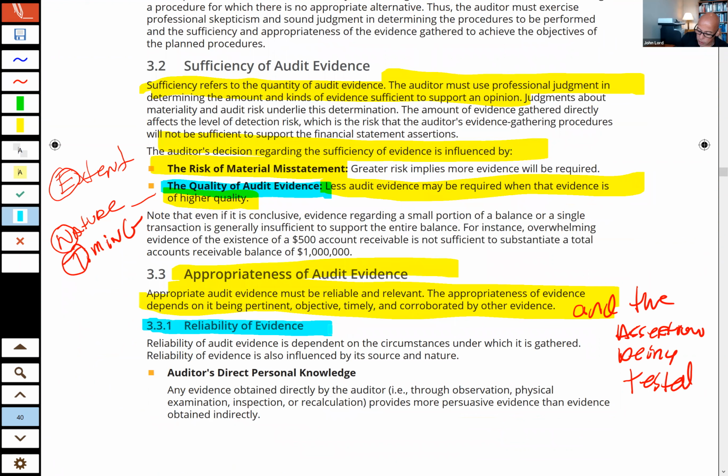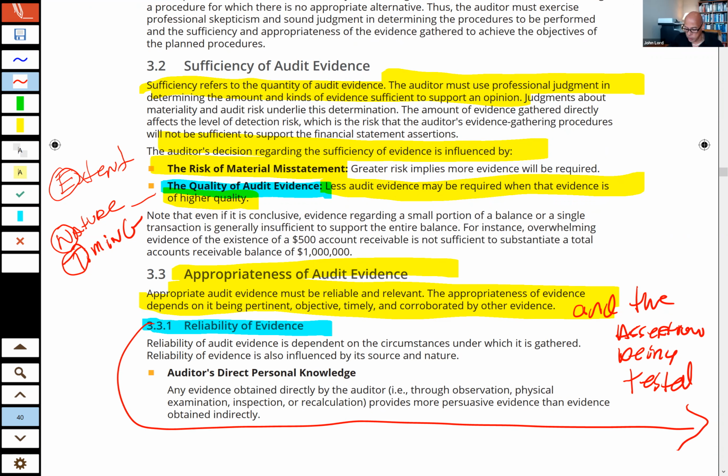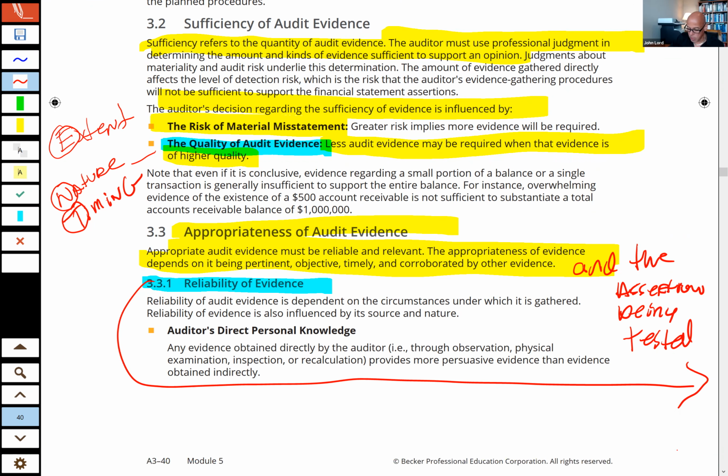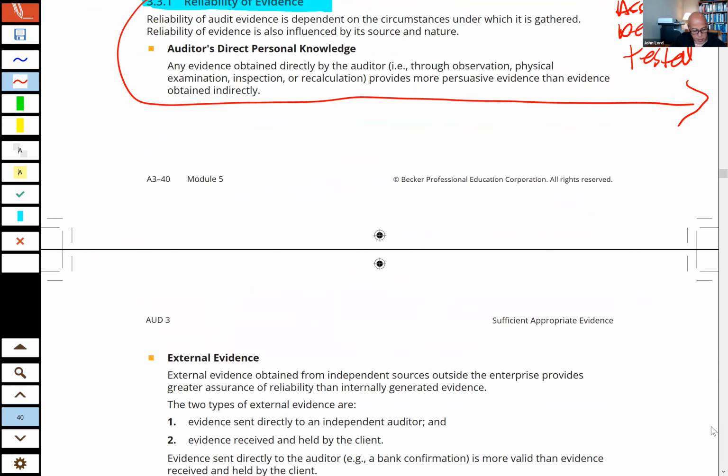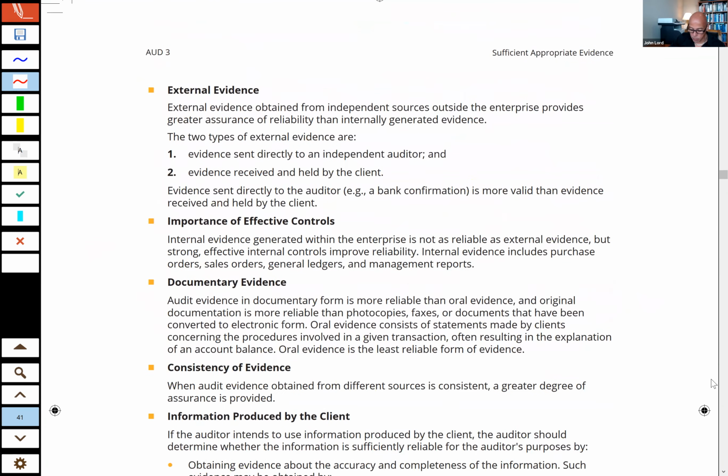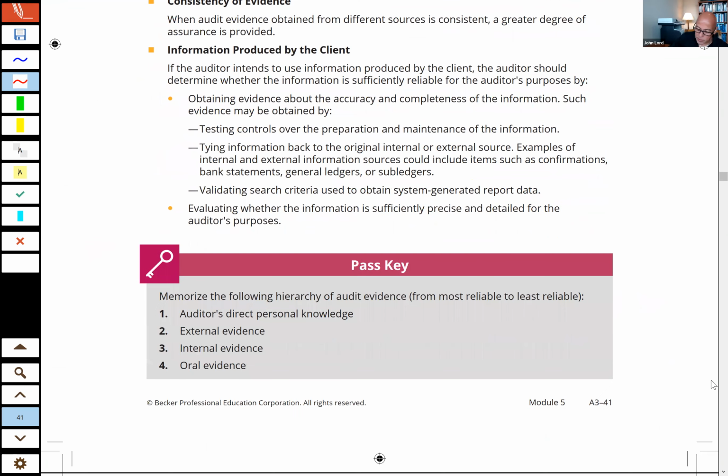And what we're really talking about here, guys, is a hierarchy as to the reliability of evidence. And what I want you to do, because they kind of go on and on here, and then they finally give us a pass key on the next page. So I'm pointing you to the bottom of the next page. When you come down there, they give us a nice pass key.